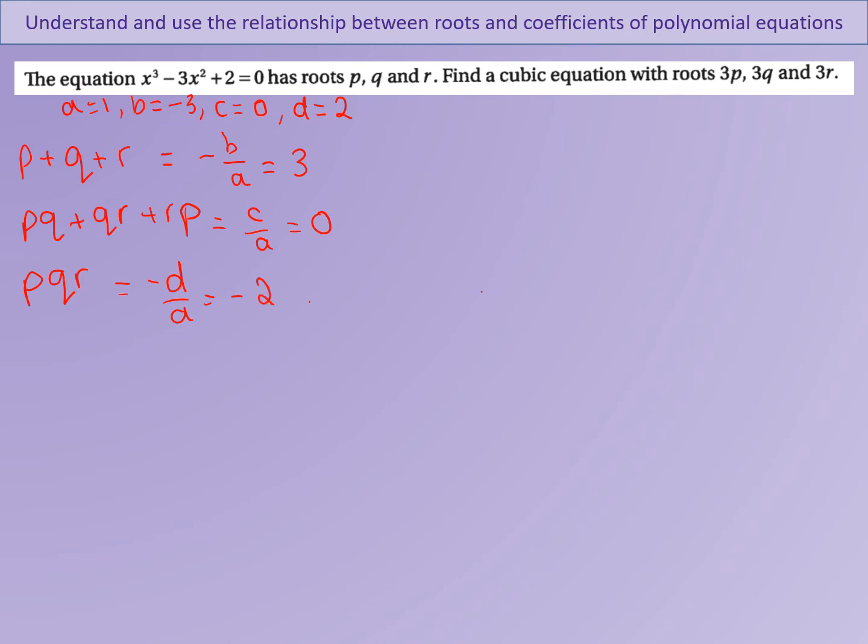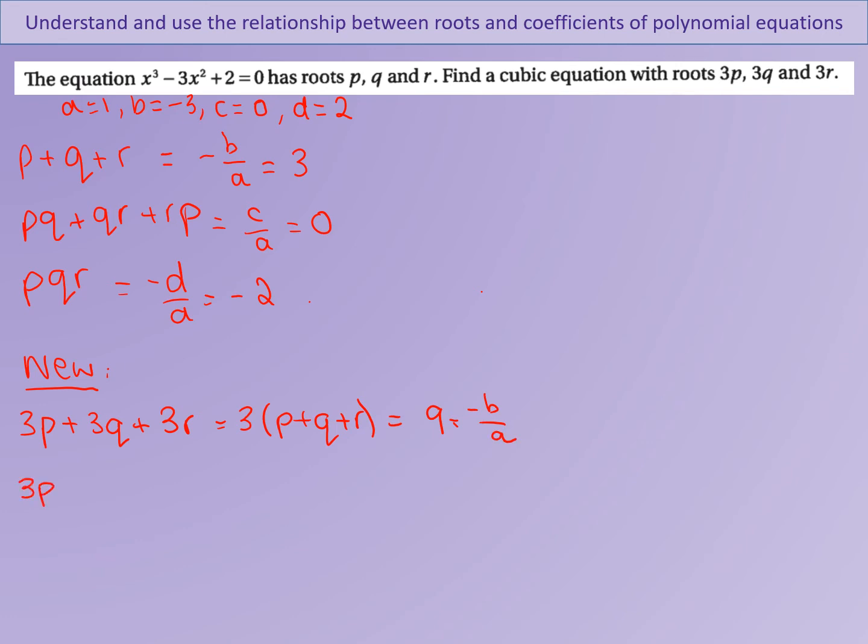Now we can use these to work out the new equation. If we look at how this affects the new one, we look at the sum of the new roots 3p, 3q and 3r. This would give us 3 lots of p plus q plus r, which is 9. Now remember, for the new equation that will be minus b over a.